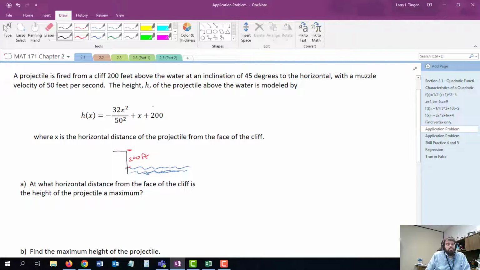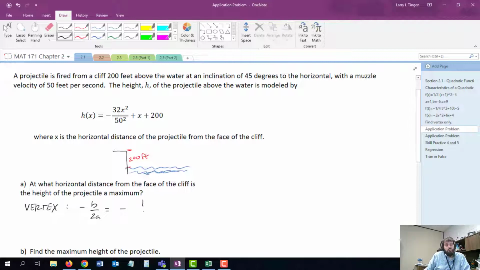Okay, well, this equation, even though it looks weird, is still a quadratic equation, right? This is still a parabola, right? X squared, x, and 200. So where does it max out? At the vertex, right? I'm looking at an A that's negative. So this is going to be a parabola facing down. So I need to find the vertex. Negative B over 2A.